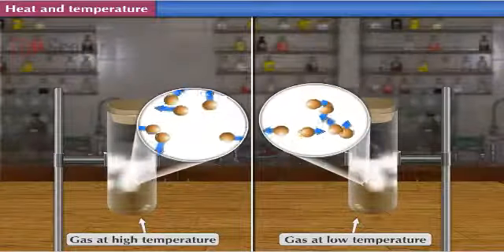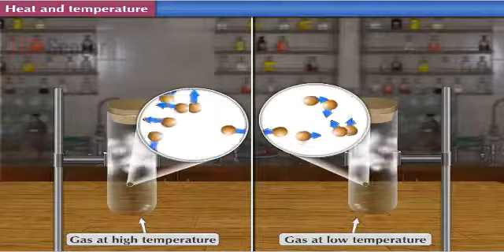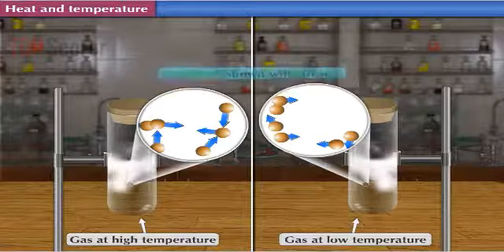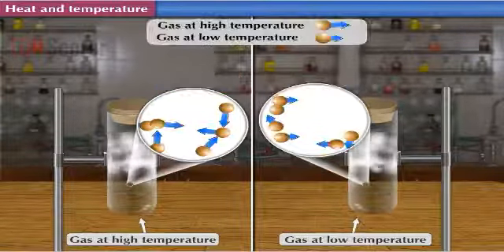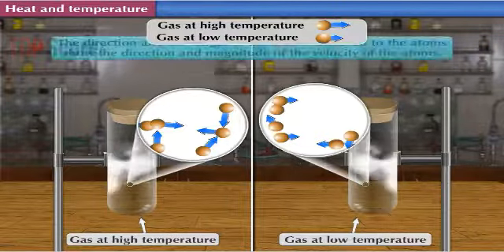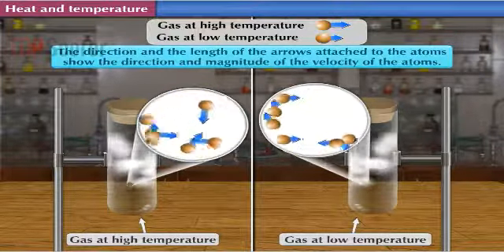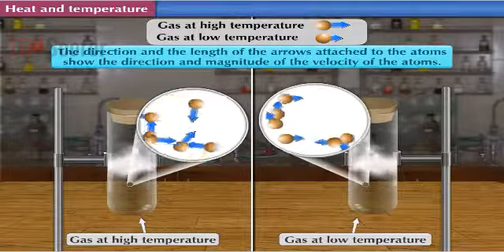The motion of atoms in a gas at high and low temperature is shown here. If you observe carefully, you will notice that the atoms are shown with arrows. Length of arrows is different in both the cases. The direction and the length of the arrows attached to the atoms show the direction and magnitude of the velocity of the atoms.